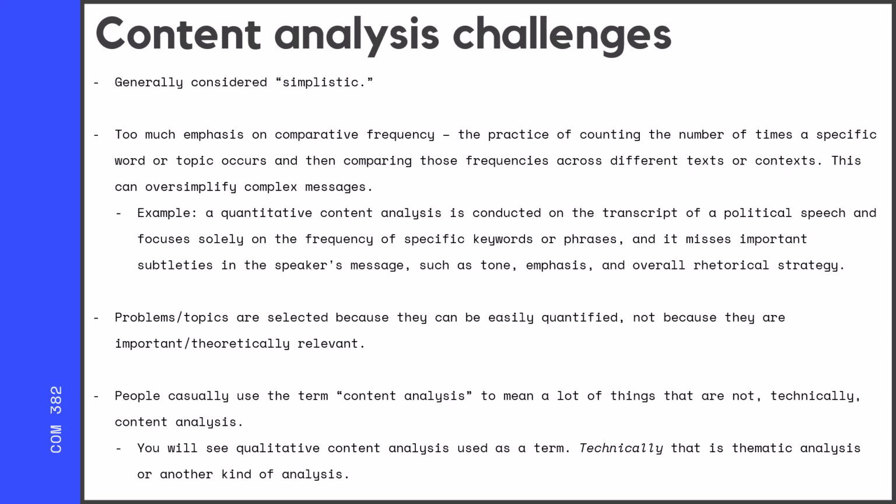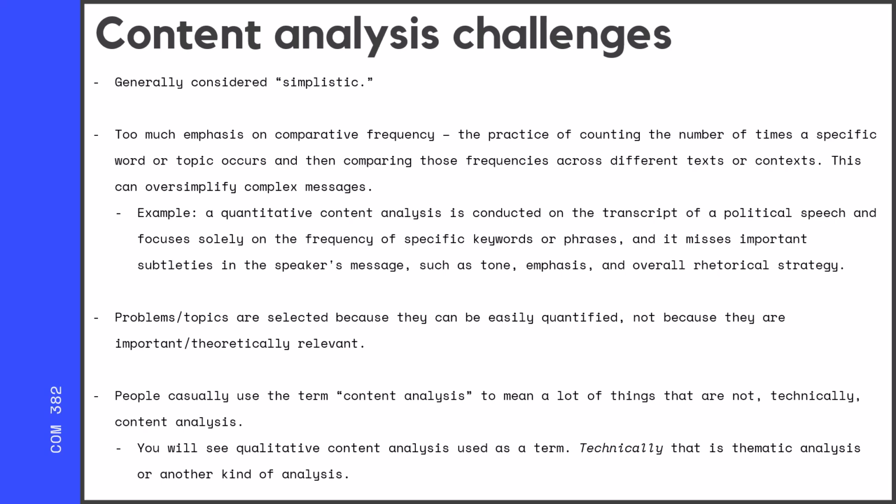So comparative frequency is the counting of the number of times that specific words or phrases or particular topics appear in a text. And even though these can be really interesting, a lot of people would say that this oversimplifies complex messages and overlooks nuance and context. So, for example, if you do a content analysis of a political speech and you're just looking at the frequency of keywords, you might be missing the rhetorical strategy or tone because that's not part of your analysis.